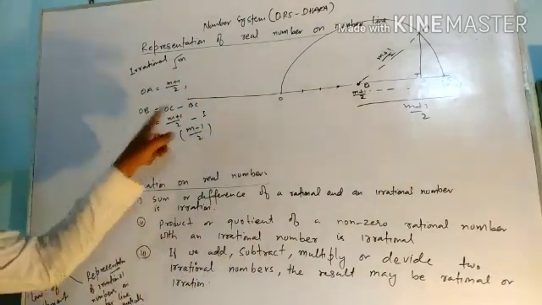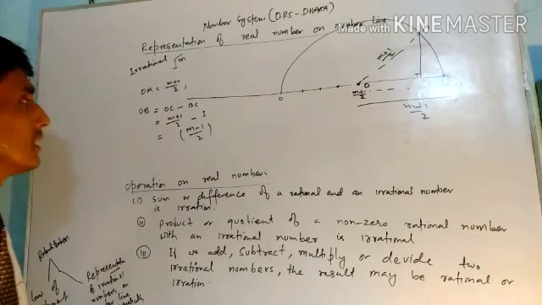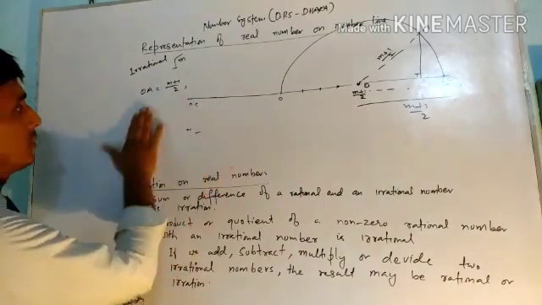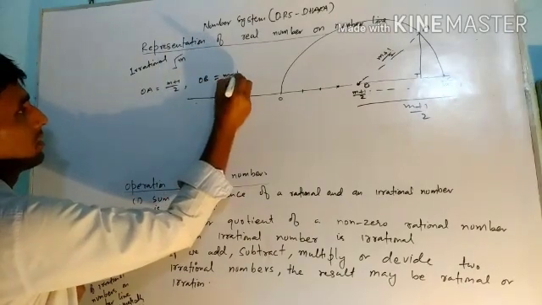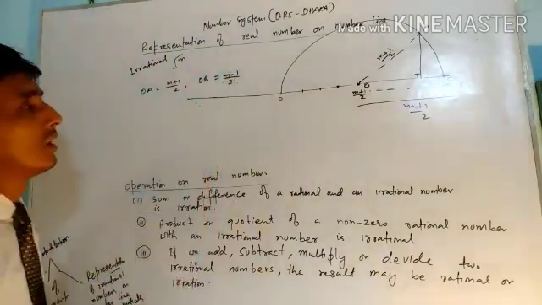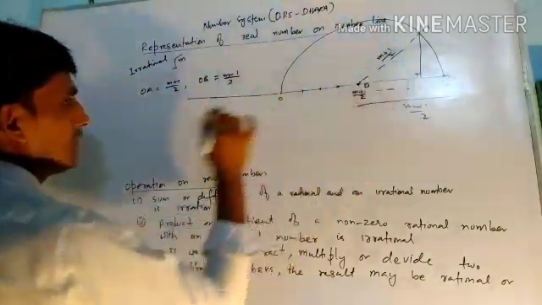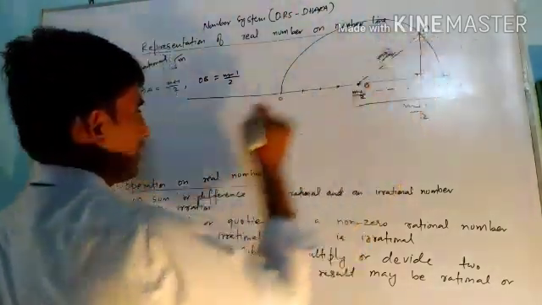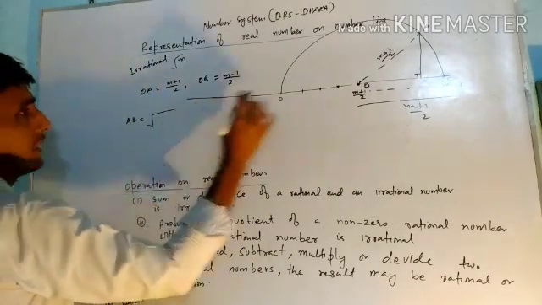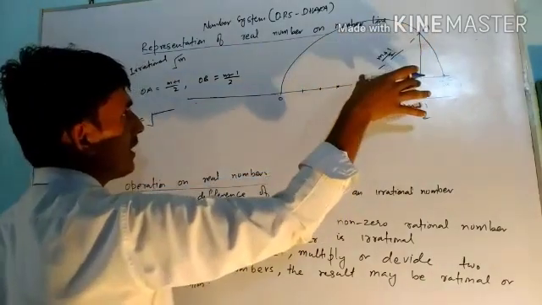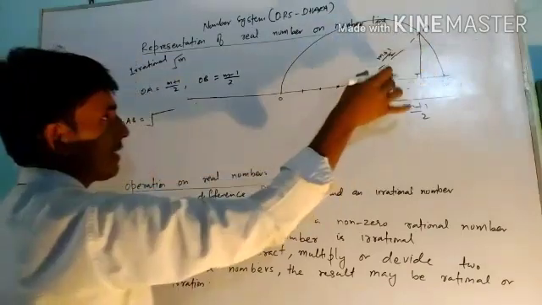So the length of OB is (m-1)/2. So what will be the length of AB? You know, in a right angle triangle, by the Pythagoras theorem, the length of AB will be equal to root under hypotenuse square minus base square.